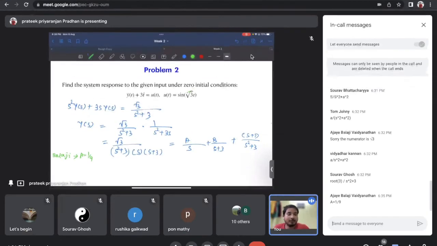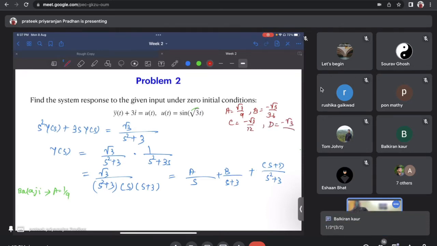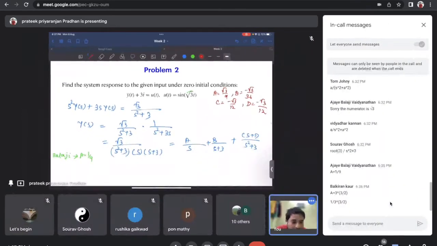Okay, I'll proceed with the lecture. I will write the answers, and you can just recheck them. A will be root 3 by 9. B will be minus root 3 by 36. C will be minus root 3 by 12. And D will be minus root 3 by 12.